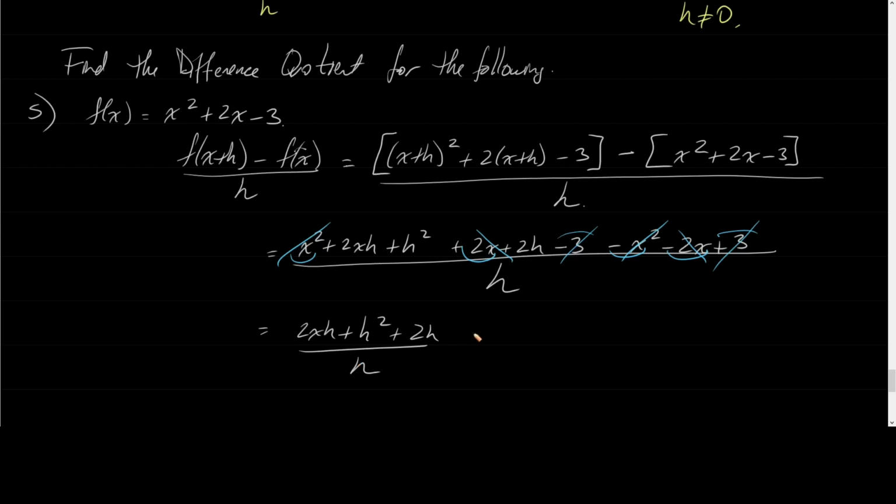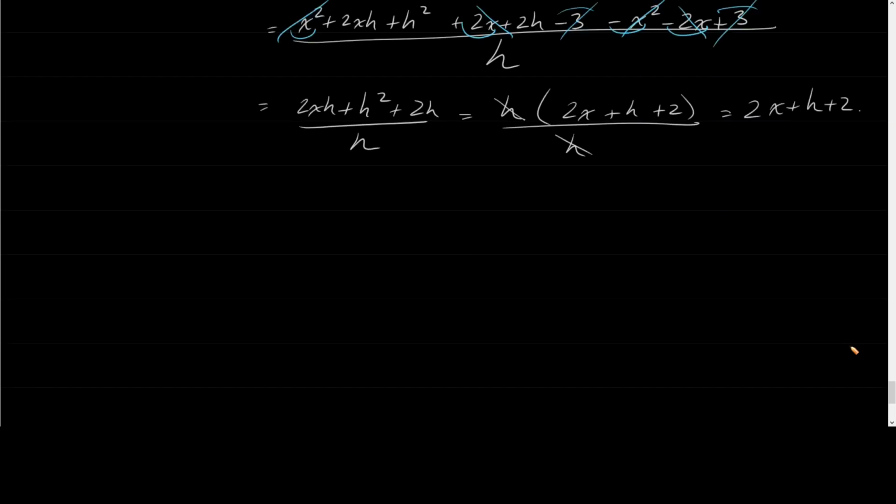Now, because everything on the numerator has an h, you can factor out 1h. And I'm left with 2x plus h plus 2, and all of this over h. And now we're done. We just cancel out those h's. So we're left with 2x plus h plus 2. All right. With the difference quotient problems, what we really want to do is get rid of that h in the denominator. All right. Let's do another one.